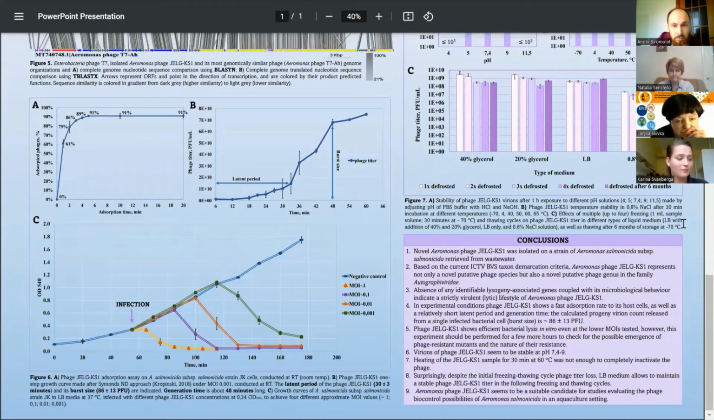So in conclusion, this phage represents not only a novel phage species, but also a possible novel phage genus in the family of Autographiviridae. And this strictly lytic phage does not harbor any genes that might enhance the fitness or virulence of its host. Therefore, it seems to be a more suitable candidate for studies evaluating the phage biocontrol possibilities of Aeromonas salmonicida in an aquaculture setting. So yes, that's all from me.